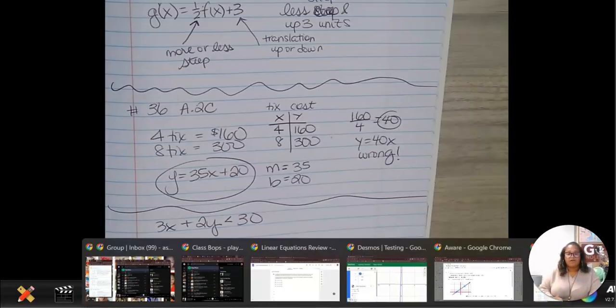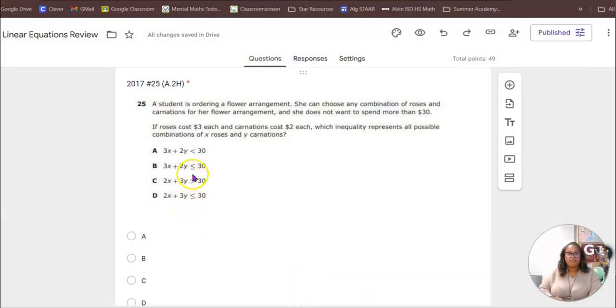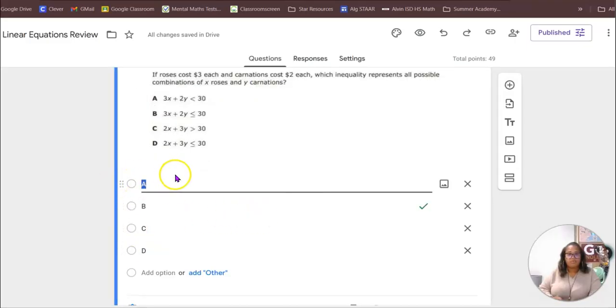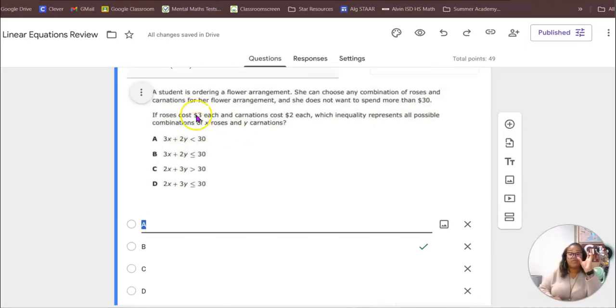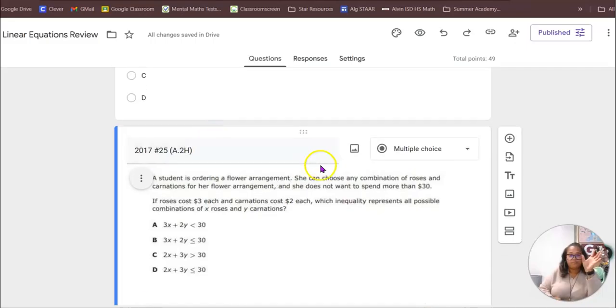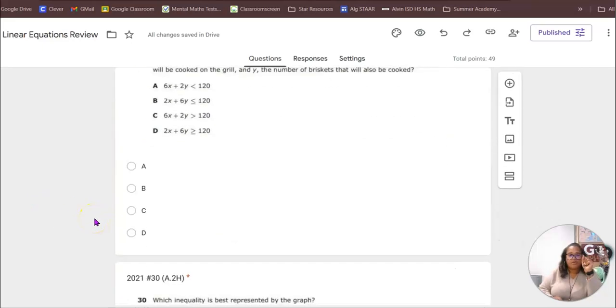So let's go back and look at our answers. 3x plus 2y is less than or equal to 30 or less than 30. I would choose A. Oops. I'm sorry, B, because you got to include the equal to symbol because you can spend up to 30. All right, let's go to the next one.